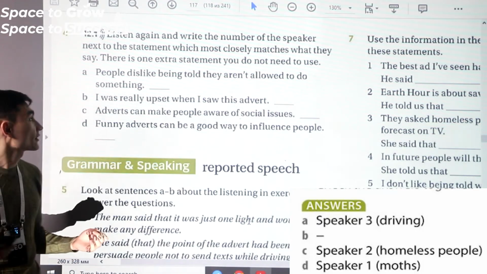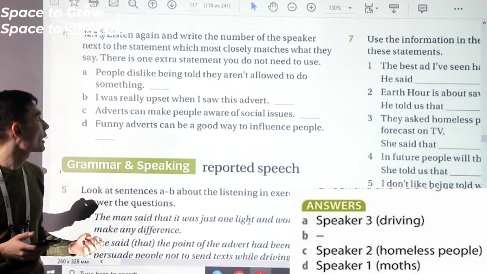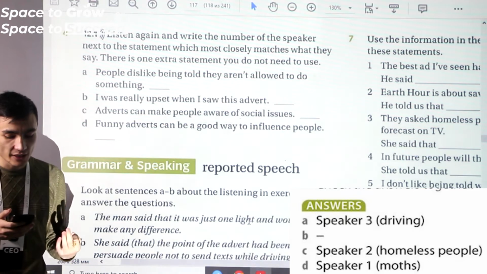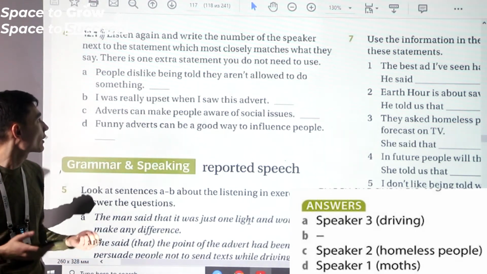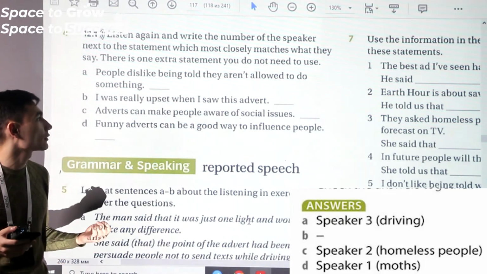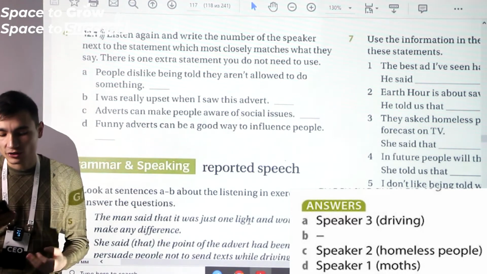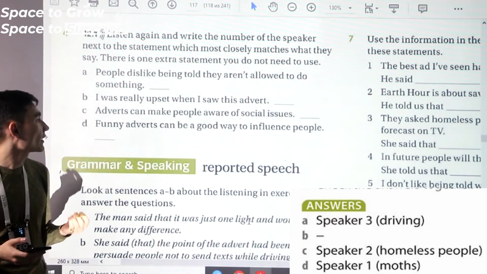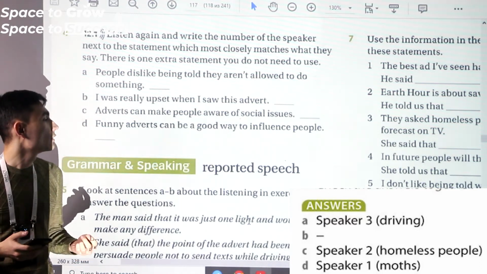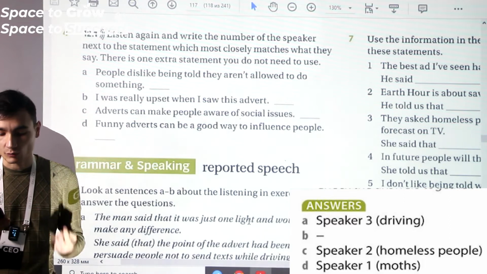And now let's check the answers. A. People dislike being told they aren't allowed to do something. It's speaker 3 and driving. And B is not necessary. I was really upset when I saw this advert. C. Adverts can make people aware of social issues. It's speaker 2 and about homeless people. D. Funny adverts can be a good way to influence people. It is both speaker 1.